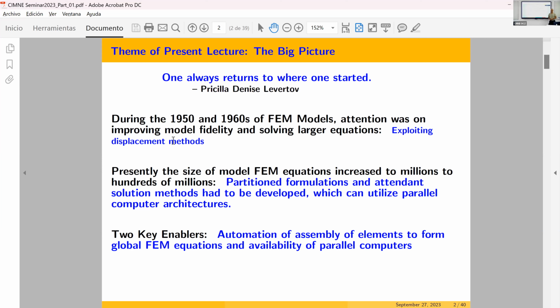And in the 60s, all foreign students who came to the US for mechanics took his Fortran-based code. The other one is, of course, the availability of parallel computers.